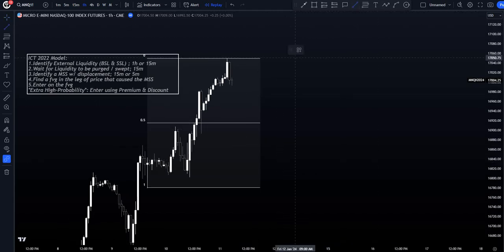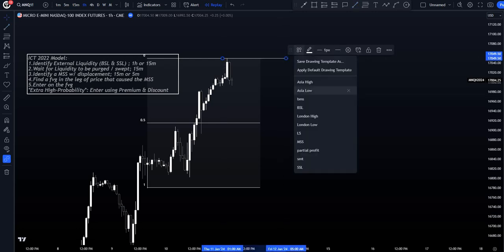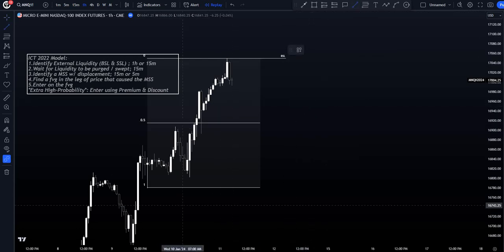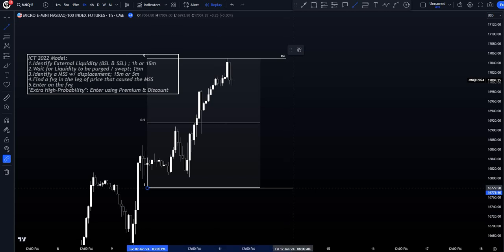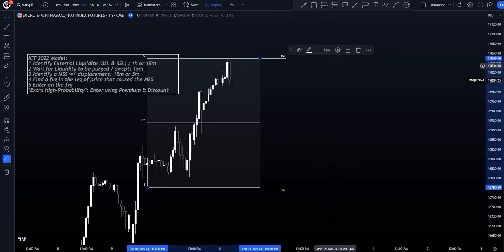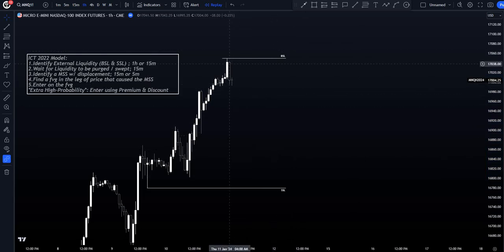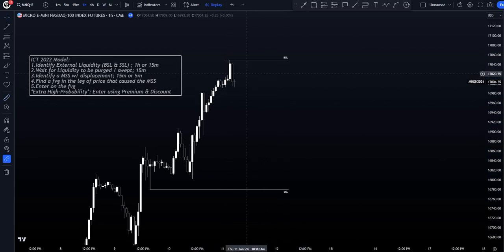So what we can identify is that our buy side liquidity would be here. This would be our buy side liquidity. And our sell side liquidity would be here. This would be our sell side liquidity, okay? So the first step is finished. We marked out our buy side and our sell side liquidity points. So we got our buy side here, and then we got our sell side here, okay? So we marked that out.